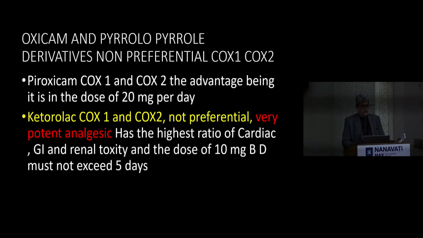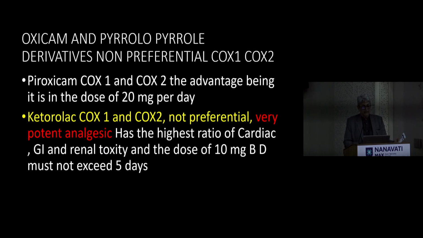Then we come to the oxicam and pyrrolopyrrole derivatives. Piroxicam is COX-1 and COX-2. It has no preferential action, but the advantage is that the dose is 20 mg OD. Sometimes I have seen 20 mg BD being used. That is not right because it has a half-life of 50 hours. So 20 mg OD.